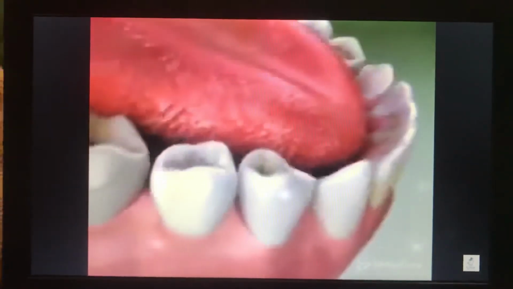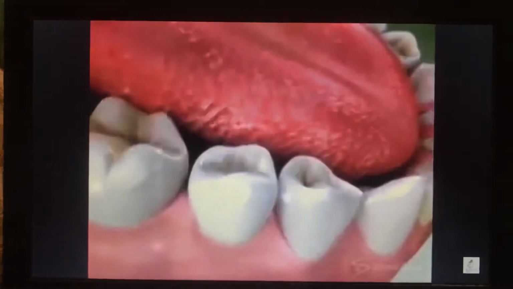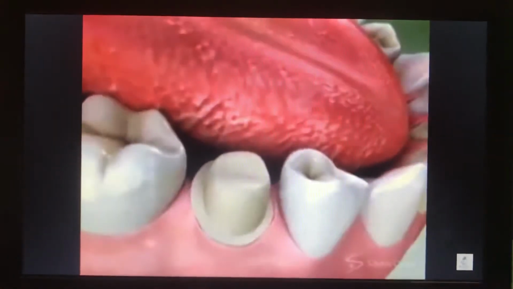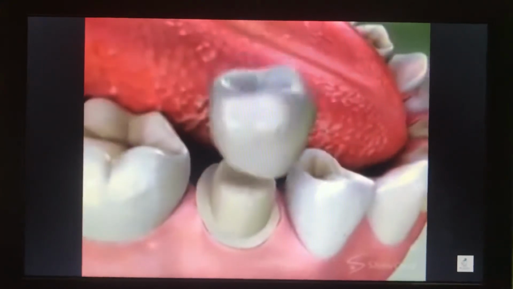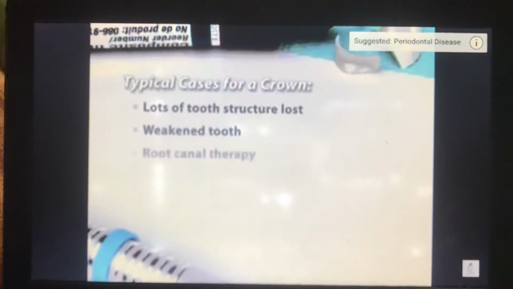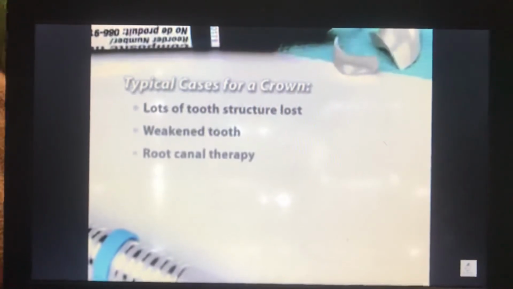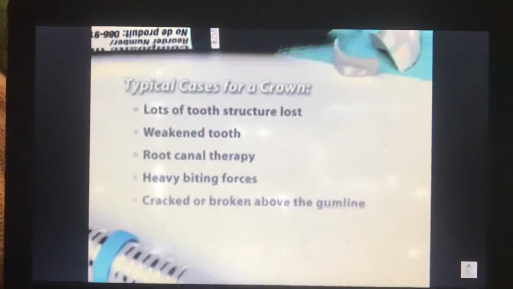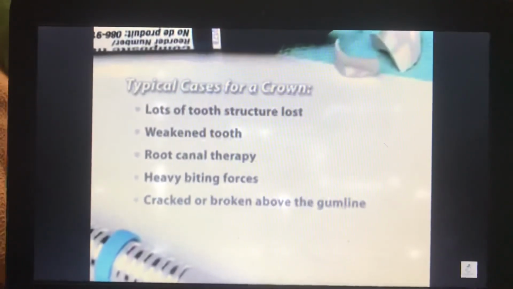On the other end of the scale is a crown. Crowns completely cover the top and sides of a tooth, protecting it and restoring its shape and function. We may choose a crown when a lot of tooth structure has been lost, and in cases where the tooth is weak, has had root canal therapy, is under a lot of stress from heavy biting forces, or is cracked or broken off above the gum line.